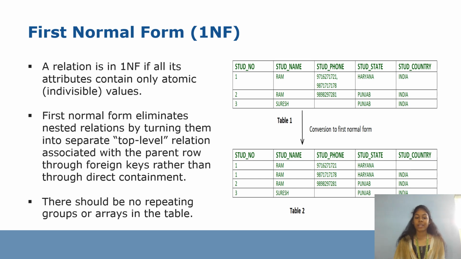There should be no repeating groups or arrays in the table, and here we can see an example of the first NF. In the first table we can see the student name, student phone, student state and student country, and this is the conversion to first normal form. In the converted table we can see student name, student phone, student state, student country, but with some changes from the general table.